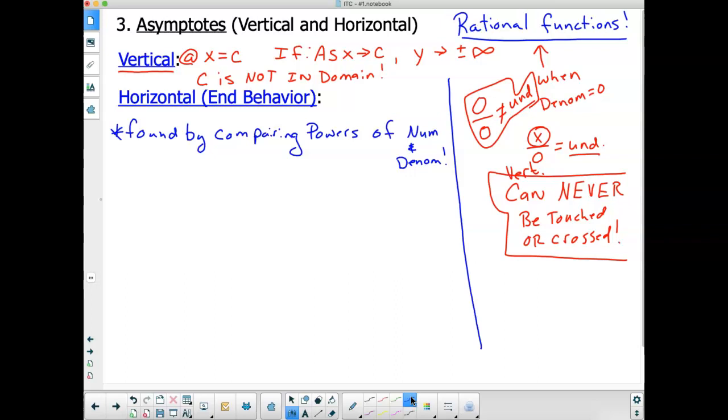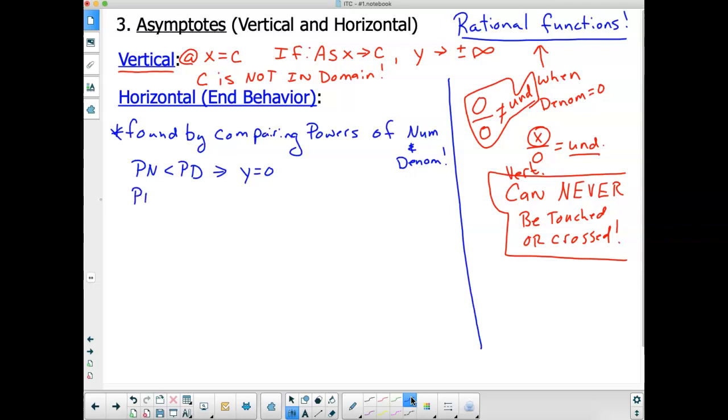This is a little Kruger labeling, and I don't know if you had me in Algebra 2 or not, but I'm going to call it: if the power of the numerator is less than the power of the denominator, meaning the denominator has a larger power of x in it than the numerator does, we will have y equals 0 be our horizontal asymptote, the invisible line y equals 0, which is the x-axis.